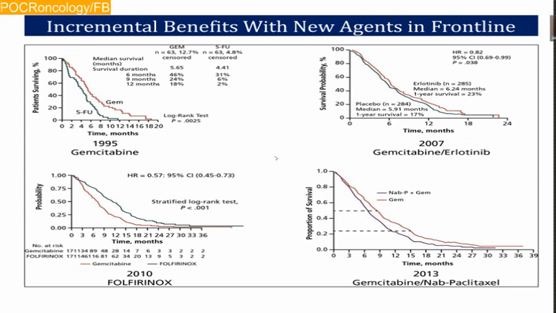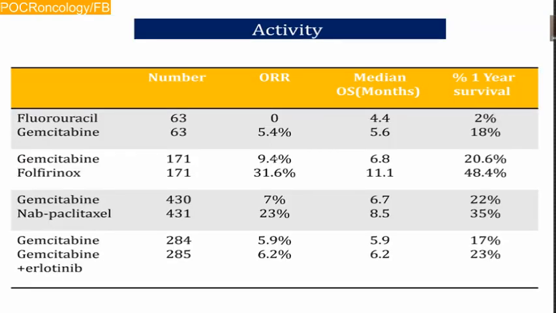Now, we have four trials: the gemcitabine initial trial, the second trial, gemcitabine plus erlotinib, which we said is deleted. Then we have the 2010 FOLFIRINOX chemotherapy, which gave us for the first time 11-month overall survival, which we never had before. And finally, nab-paclitaxel plus gemcitabine gave us almost 2 months overall survival benefit. Now, I collected all this data. You can see the response rate with FOLFIRINOX: one third of the patients will have an excellent response. And in 1 year with FOLFIRINOX chemotherapy, almost half the patients are still surviving, decreasing to 35% with nab-paclitaxel and 23% and 18% with gemcitabine alone.